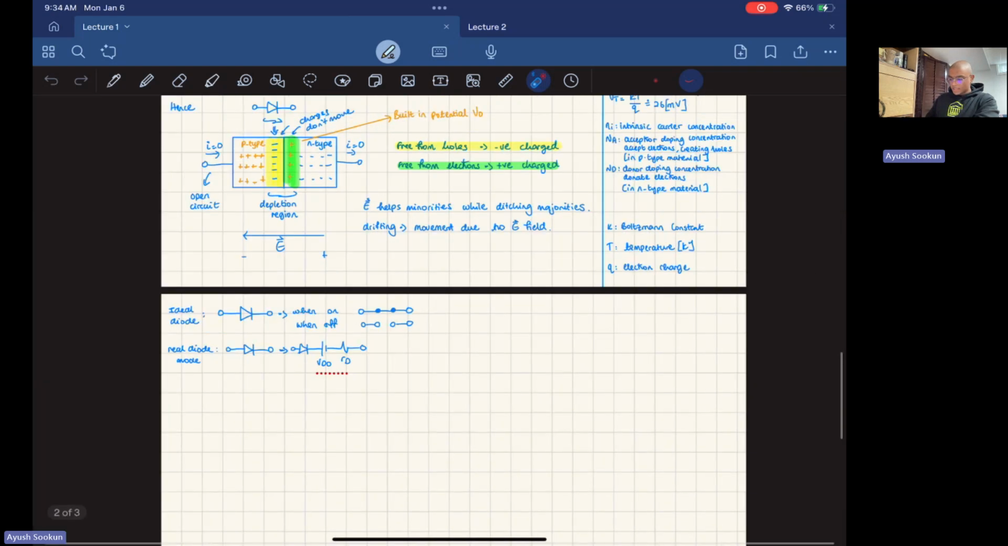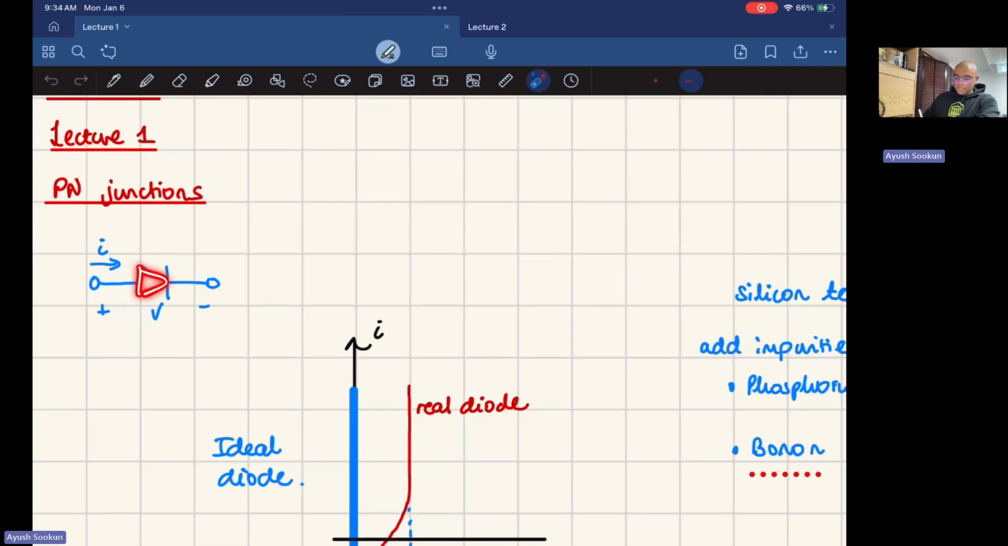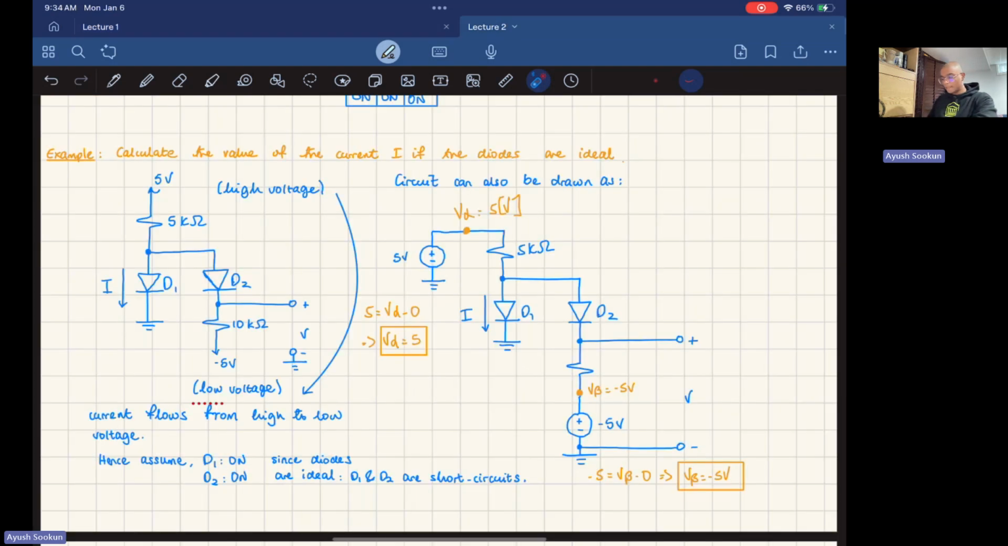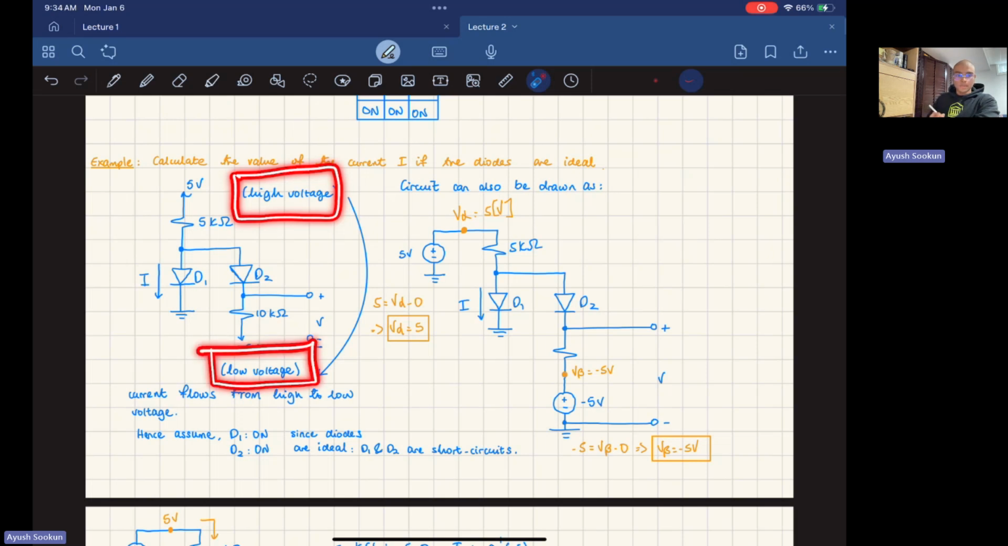circuit right here. Because in the previous lecture, as I've said, if a diode wants to conduct current, this has to be the higher potential, this has to be the lower potential, and the current will flow in this direction. So similarly, if I look at this circuit right here, I can see that this is 5 volts, this is negative 5 volts. So this is high voltage, high potential. This is low potential, okay?